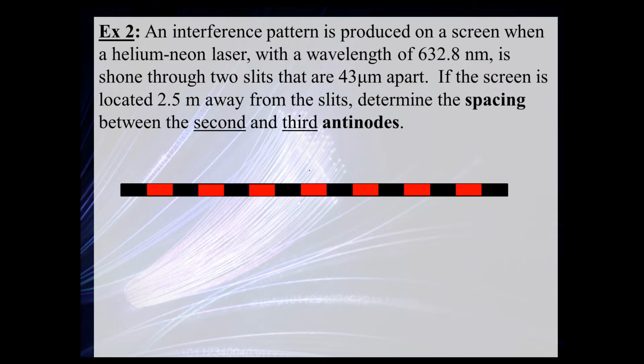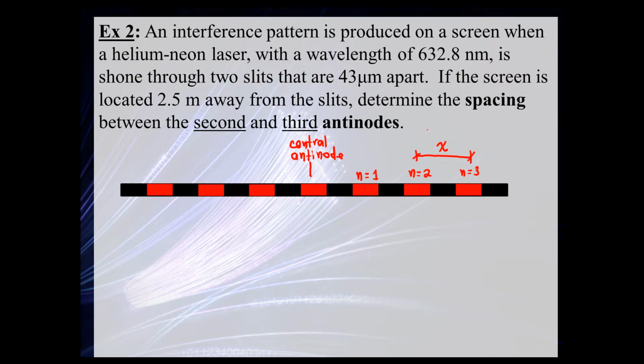Okay, this seems a little bit odd. So first of all, let's label this. Let's call this the central one. So this is the first bright fringe, n equals 1. This is the second bright fringe, n equals 2. This is the third bright fringe, that is n equals 3. And what it wants me to figure out is the spacing or distance between the second and third antinode. So that is x.